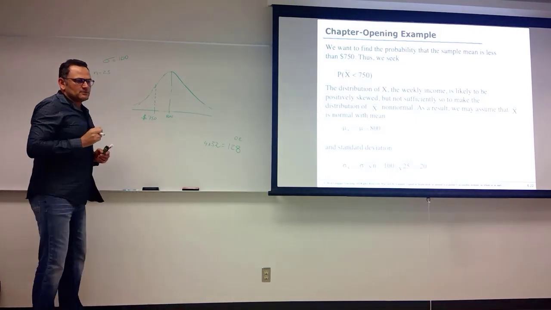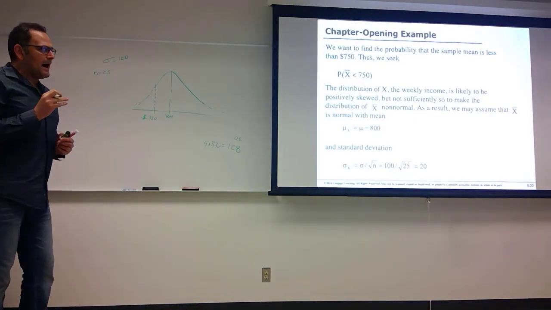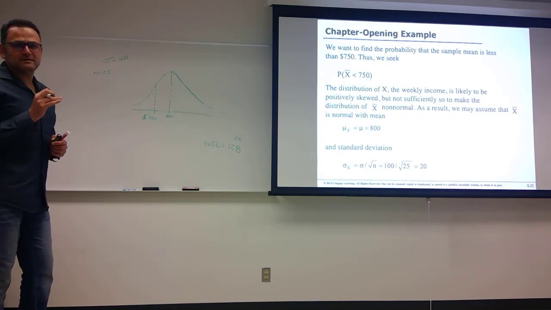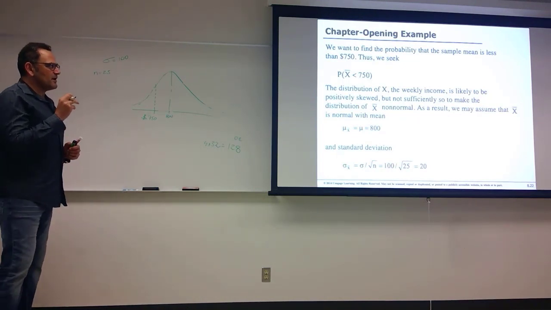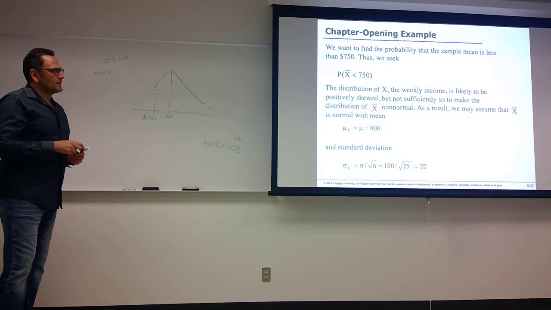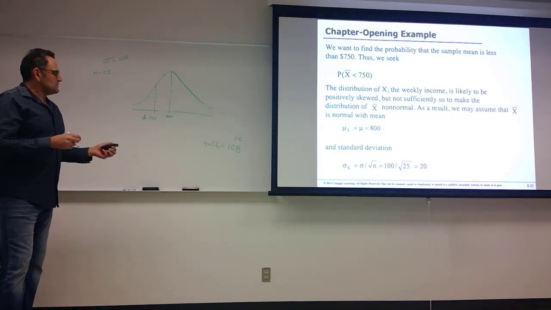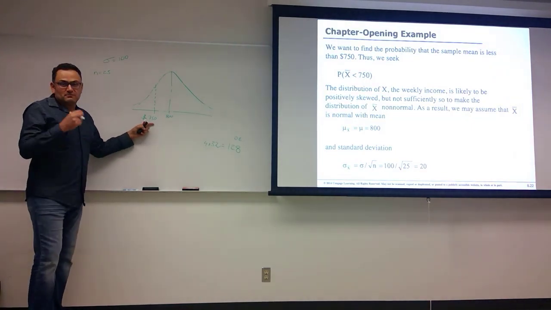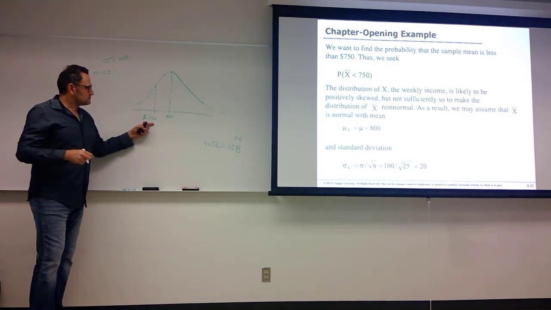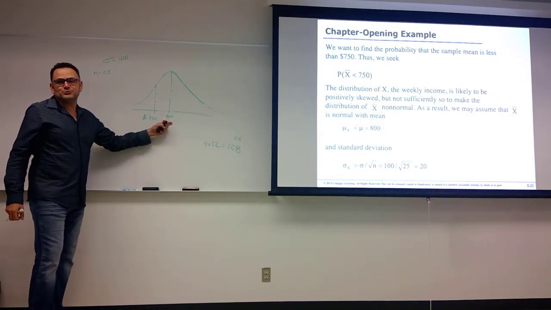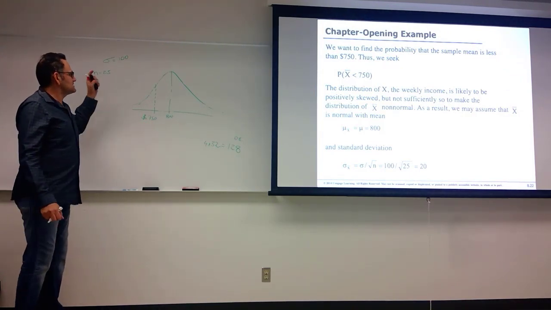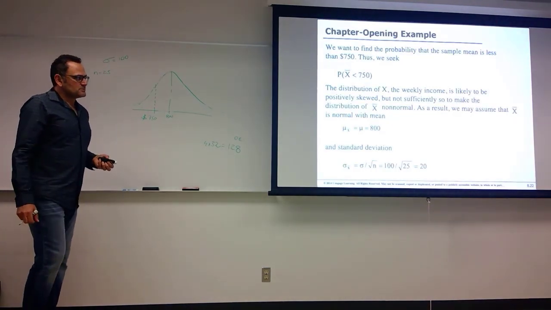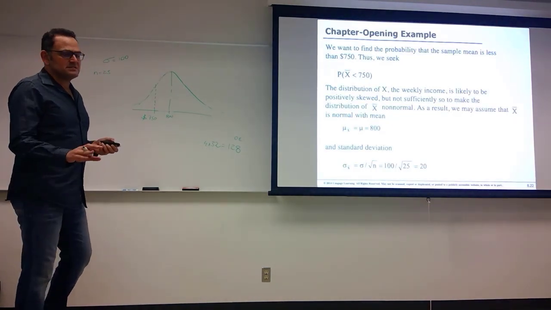The question that we are trying to answer here is how likely is it to ask 25 students, and those 25 students make an average income of $750, given that what the dean says is true, that the average income is 800, standard deviation is 100. So let's do the calculation. Again, we use the same formula.